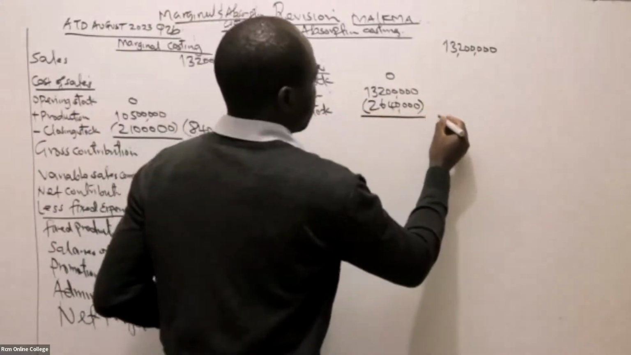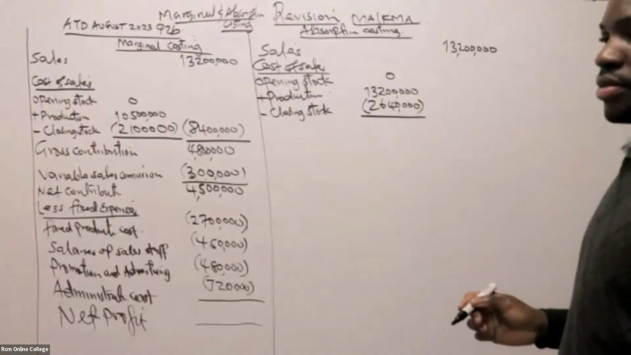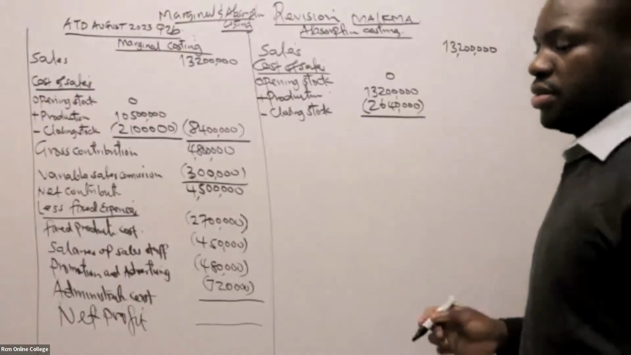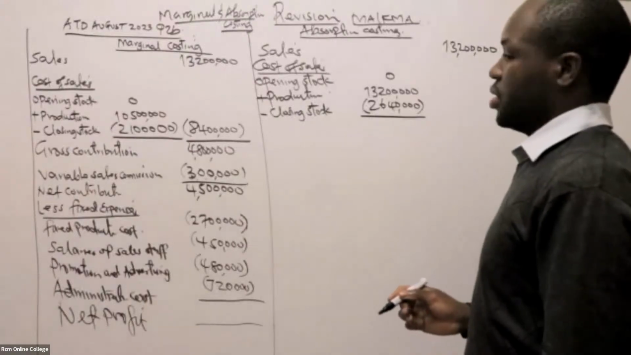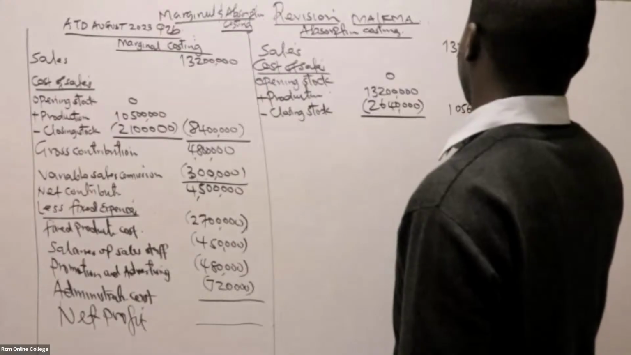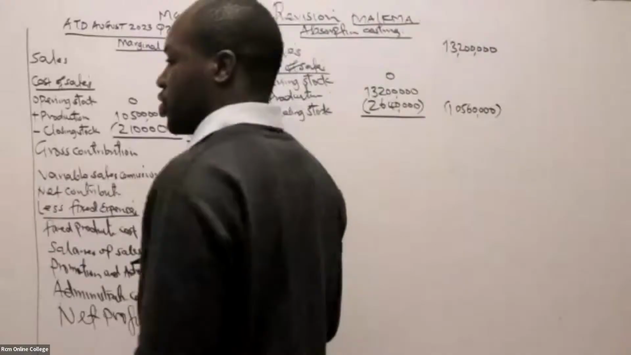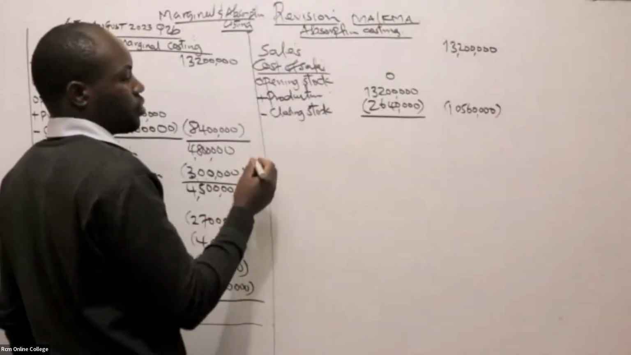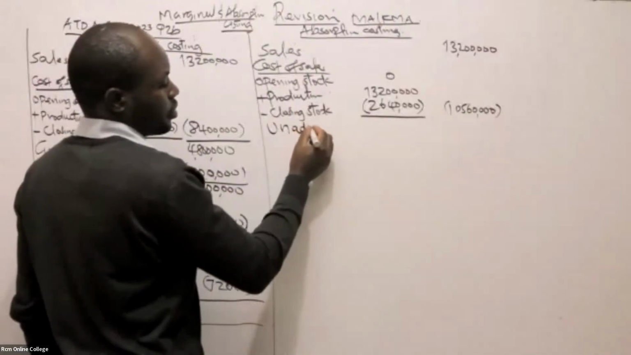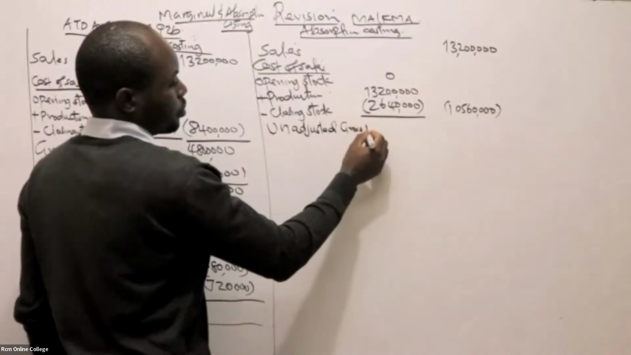So what is our cost of sales? We have 10,560,000. When you deduct, you get what we call gross profit. And that gross profit is not just gross. It is adjusted gross profit.